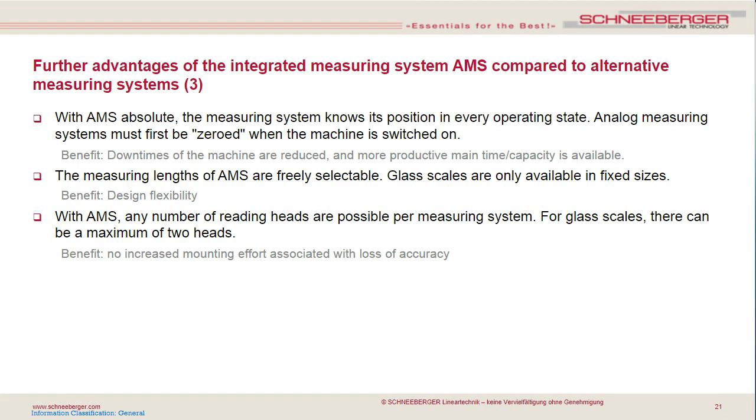The measuring lengths of AMS are freely selectable. Glass scales are only available in fixed sizes. Benefit: design flexibility. With AMS, any number of reading heads are possible per measuring system. For glass scales, there can be a maximum of 2 heads. Benefit: no increased mounting effort associated with loss of accuracy.